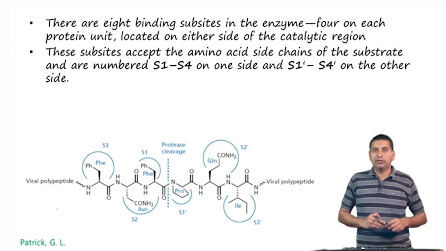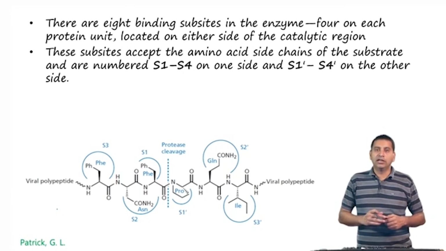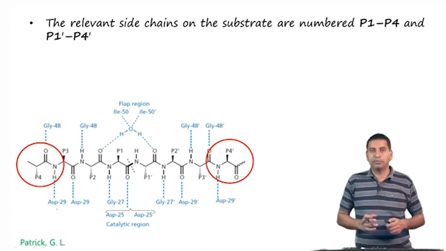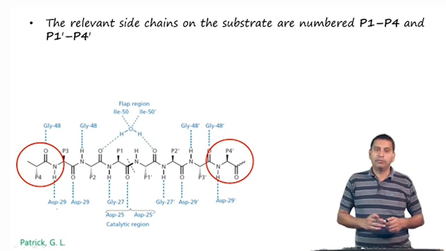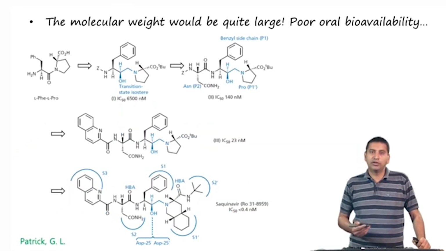So, there are 8 binding subsites in the enzyme as we discussed previously, and these are numbered as S1 to S4 on one side and S1 prime to S4 prime on the other side. Now, the relevant chains on the substrate are again labeled as P1 to P4 and P1 prime to P4 prime. So, using this concept, there have been a number of inhibitors that have been developed.